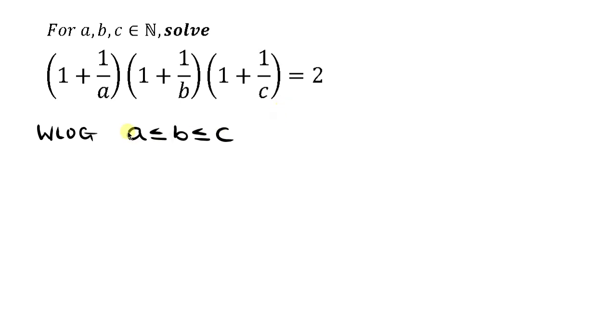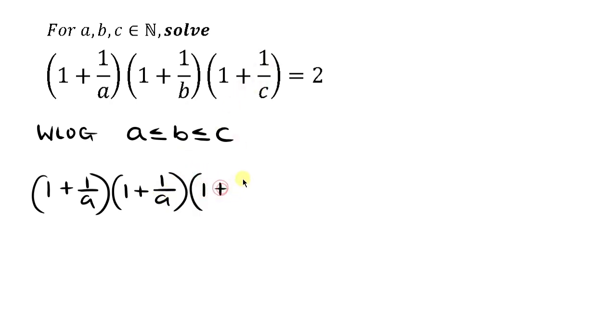And for that, let's establish a bound on the smallest number a, such that when a exceeds that number, it is impossible for the left-hand side to be equal to 2. In order to do that, I'm going to write 1/b and 1/c in terms of 1/a. So this expression becomes (1 + 1/a) times (1 + 1/a). Remember, I'm writing 1/b in terms of 1/a. I'll do the same thing here, times (1 + 1/a).